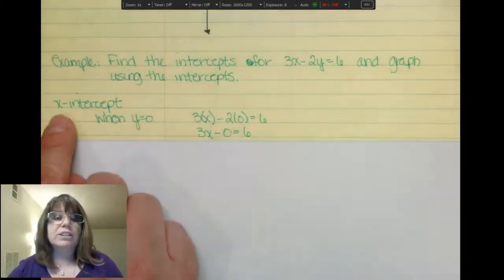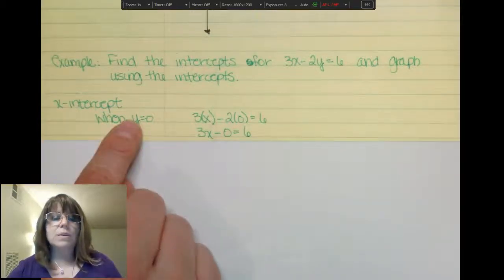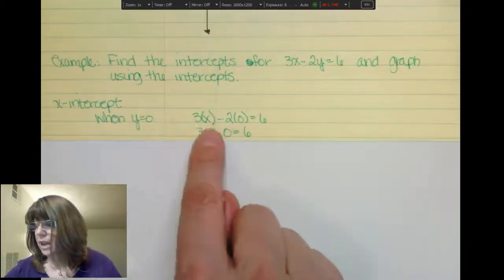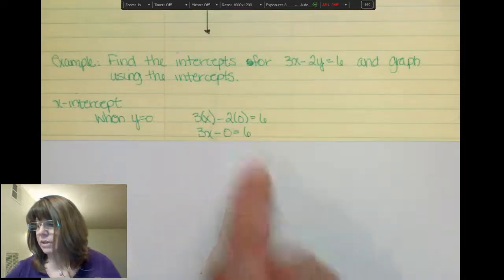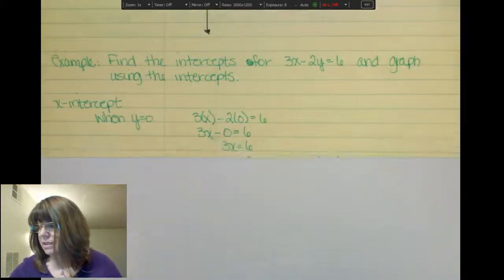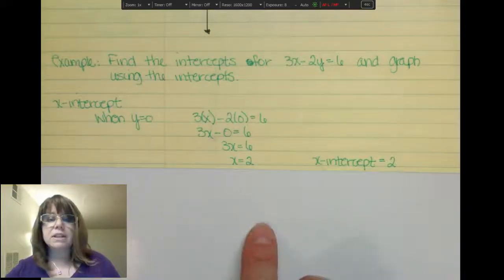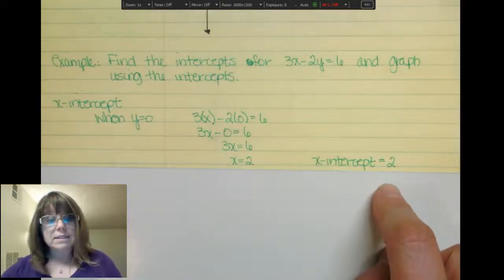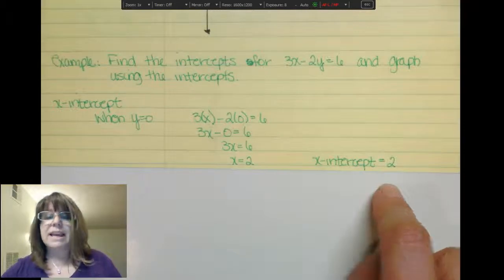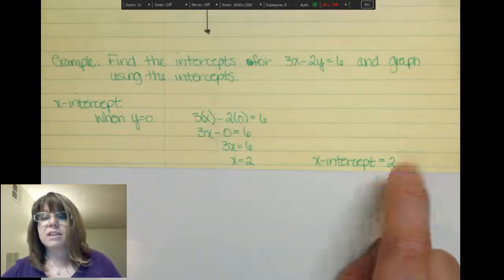So the x-intercept happens to be when y is 0. When y is 0, 3x minus 2 times 0 equals 6, 3x minus 0 equals 6, 3x equals 6, divide by 3 on both sides, so the x-intercept is 2. Now the point for the line is 2, 0, but the x-intercept is just the value 2.